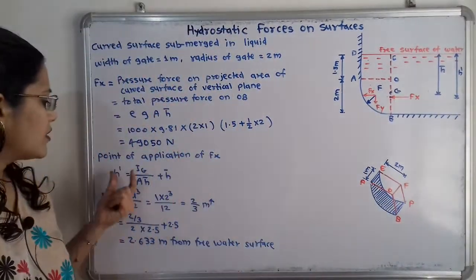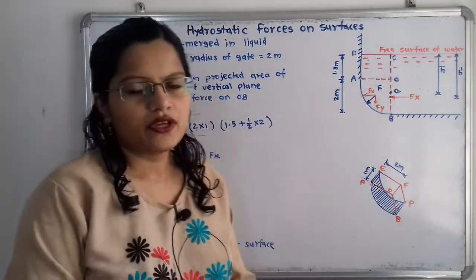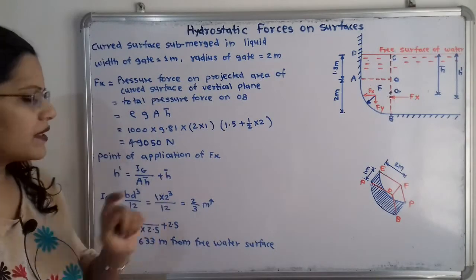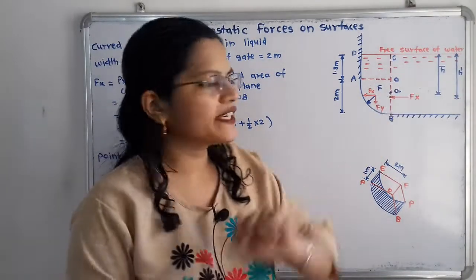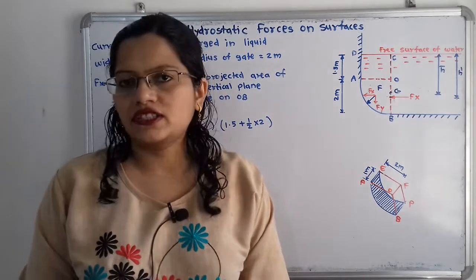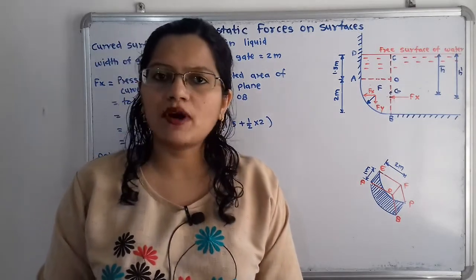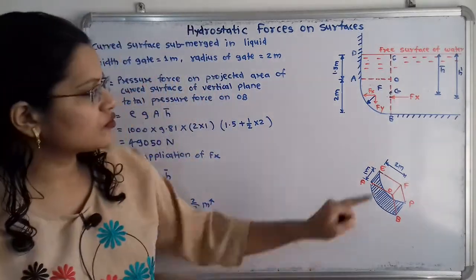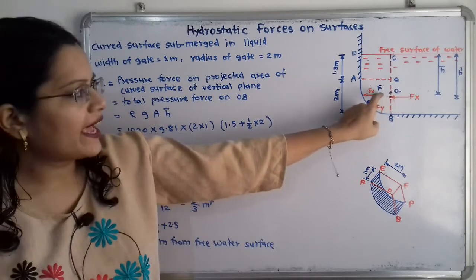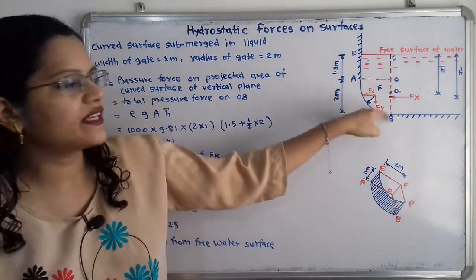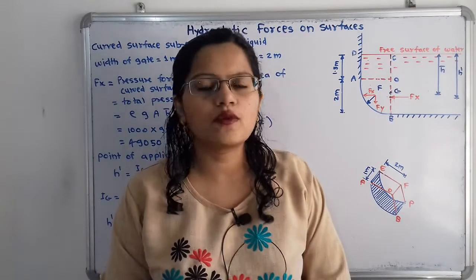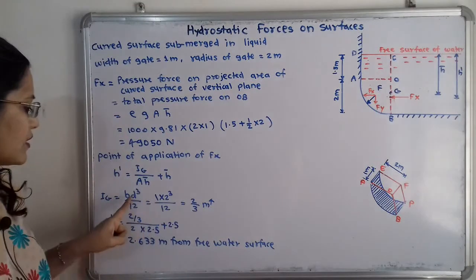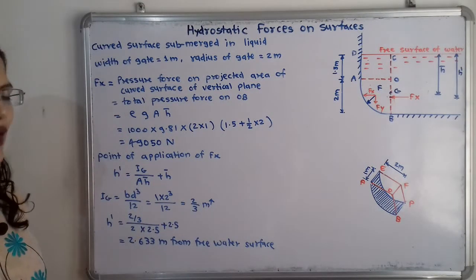If we observe, H dash is equal to, we have the formula, Ig divided by A H bar, plus H bar. H bar we have already calculated. Now what is this Ig? Ig is the moment of inertia about the axis passing through the center of gravity. Here the G suffix is used for the gravity point. So the axis is passing through the center of gravity, and we have to find the moment of inertia about that axis. For this we have the formula B D cube by 12. Why B D cube by 12?